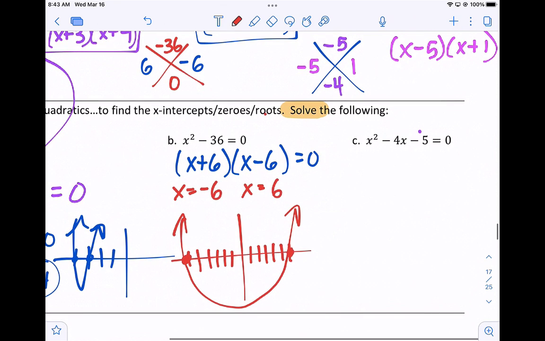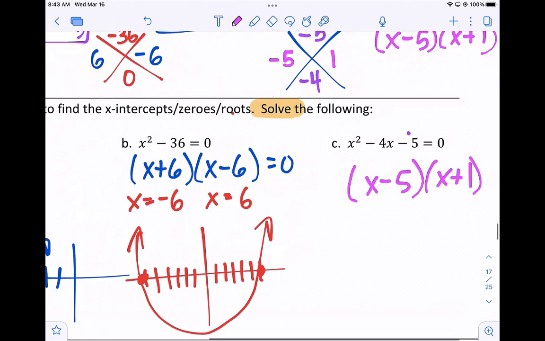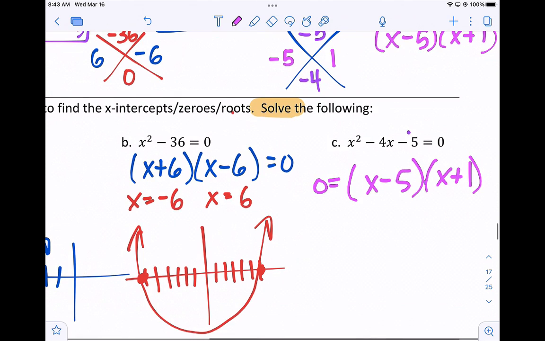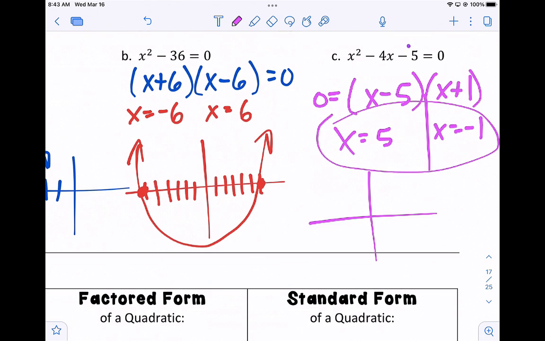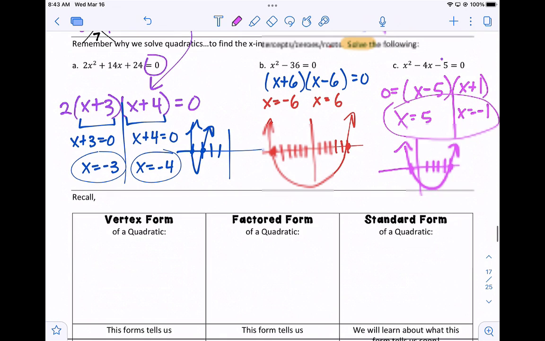And then our last one, again, we've already factored it. It's x minus 5, x plus 1, we want to know what makes that equal 0. So one answer would be 5, one answer would be negative 1. And if we were to graph that, at 5 it would cross, at negative 1 it would cross, and our graph would look something like that. So that's solving the quadratic. You can factor it and then find those x-intercepts.